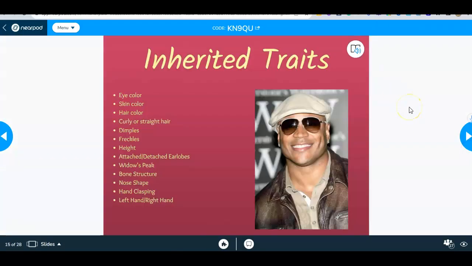Here is a list of things that you could consider inherited traits. Inherited traits, if we look on the anchor chart, should be up there. We'll put it on this next one. Inherited traits are traits that are passed on from your parents to you.